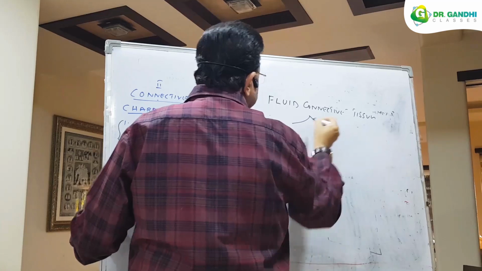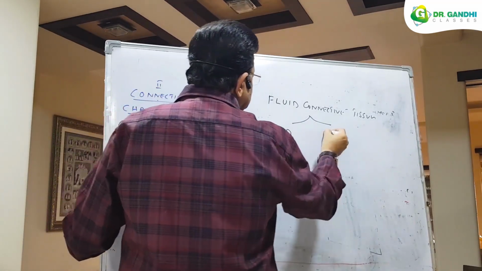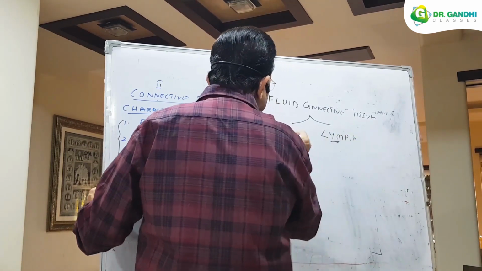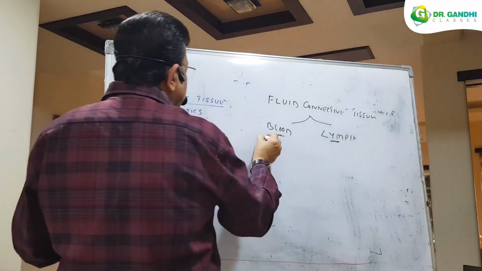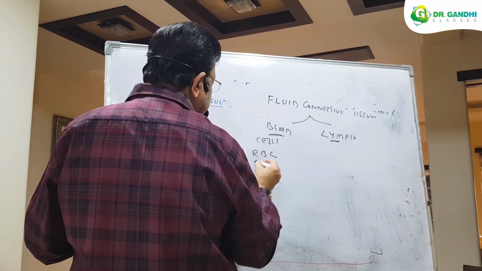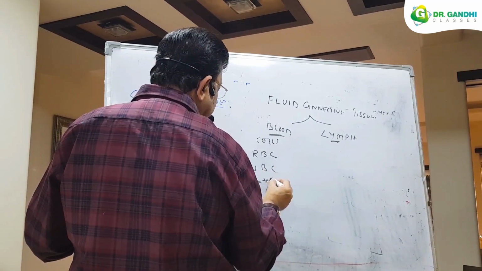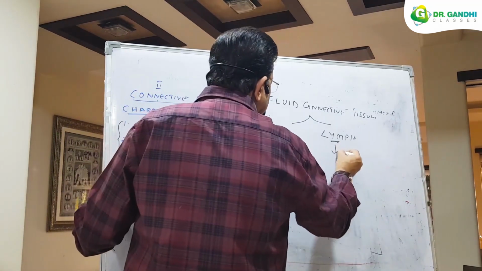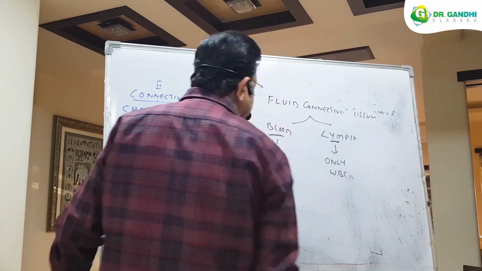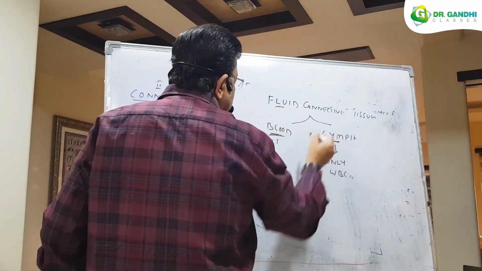What are the two fluids which form the connective tissue? Blood and lymph. Lymph is a colorless fluid. Blood is red in color. The blood contains all the cells: a red blood cell, a white blood cell, and platelets. The lymph contains only white blood cells. So that is the fluid connective tissue, blood and lymph.